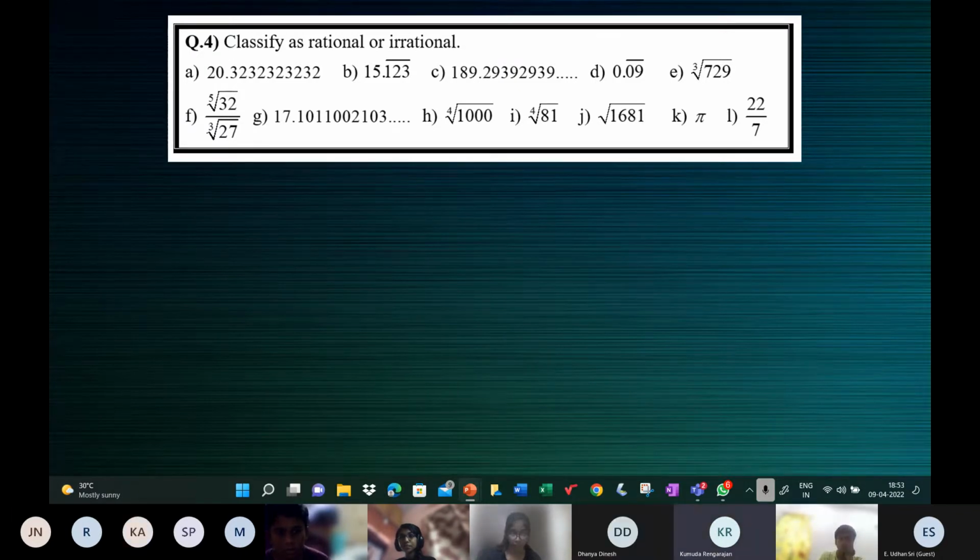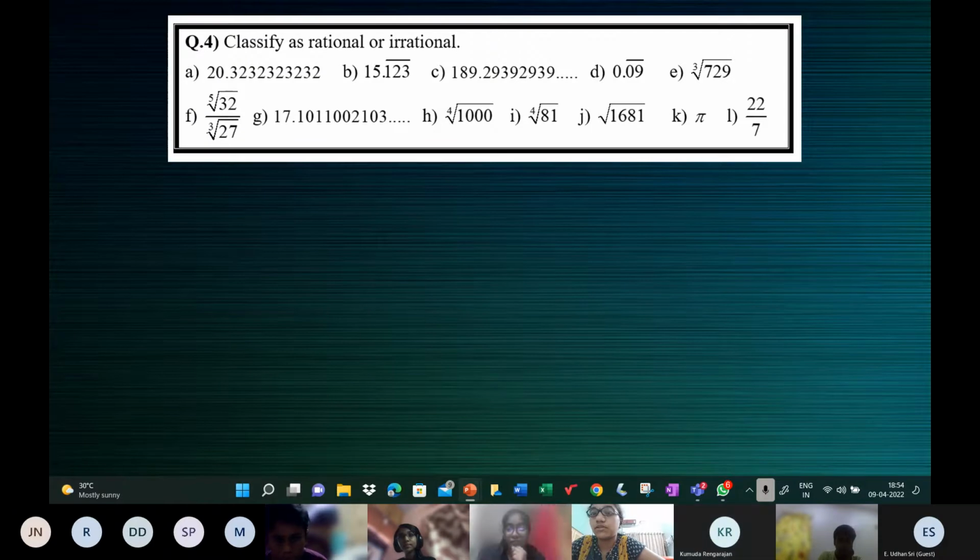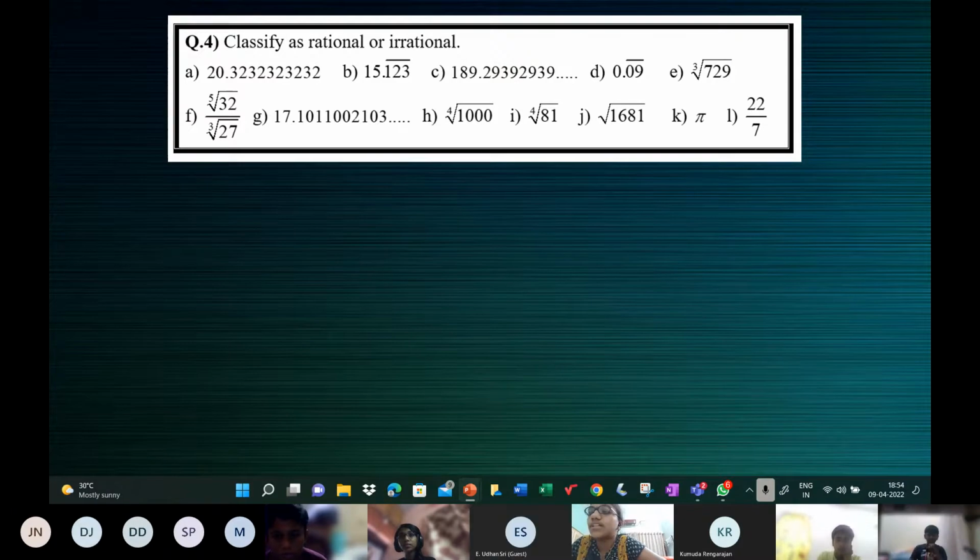The heading is classify as rational or irrational. First one. Is it rational or irrational? Krishmika. Rational, ma'am. Reason? Ma'am, it's a terminating decimal expansion. The number has a terminating decimal expansion, and hence it's a rational number.